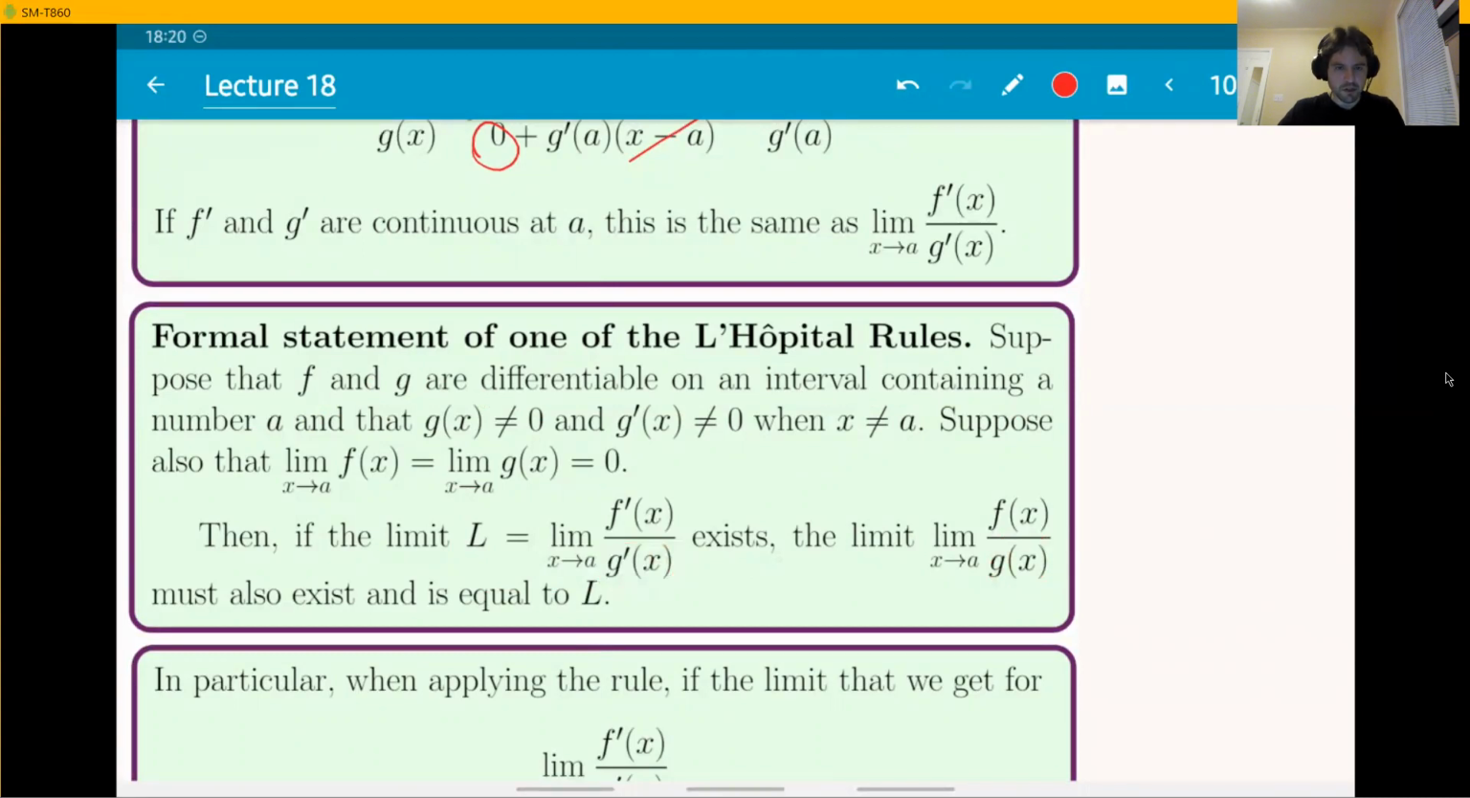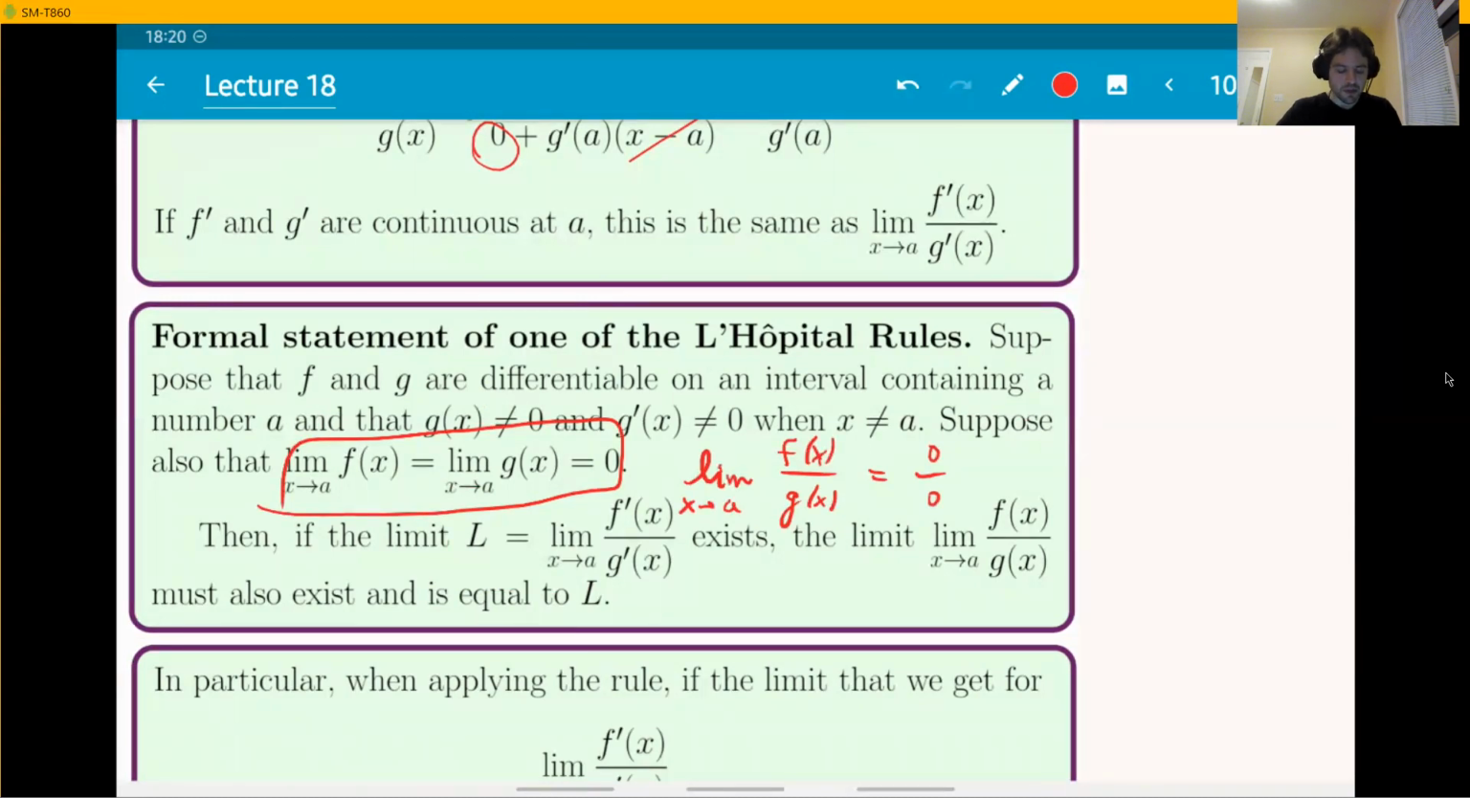Now suppose also that the limits of both f and g are 0. This is the part that tells you that the limit of one over the other is of the form 0 over 0. So I'm not even stating what happens if it's infinity over infinity. This is why I'm saying one of the L'Hopital rules and not all of them. But anyway, we're assuming all of this.